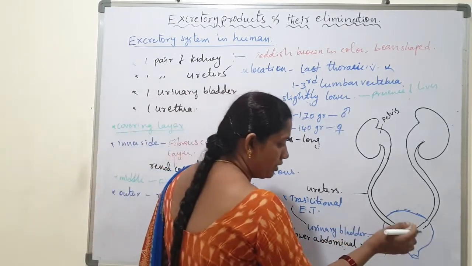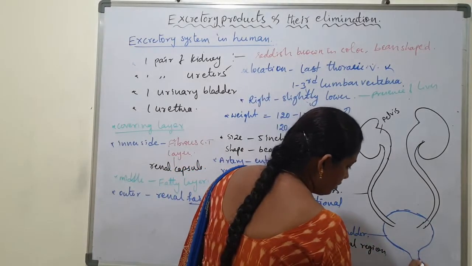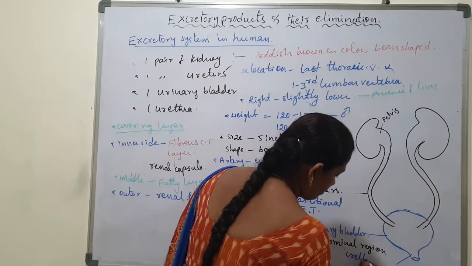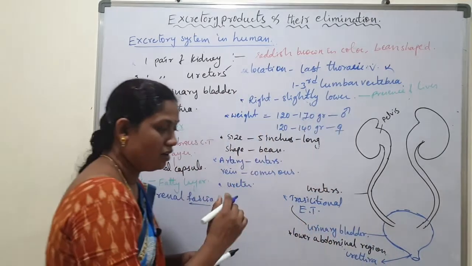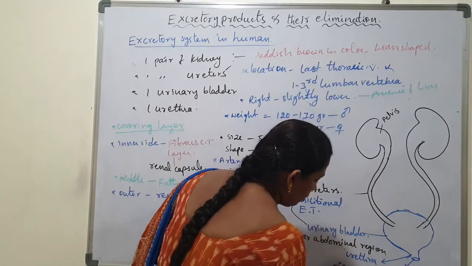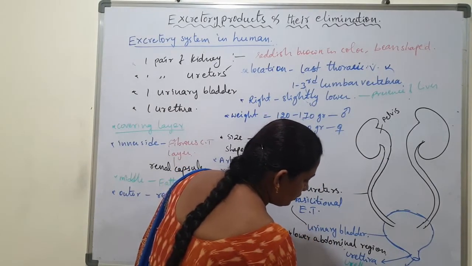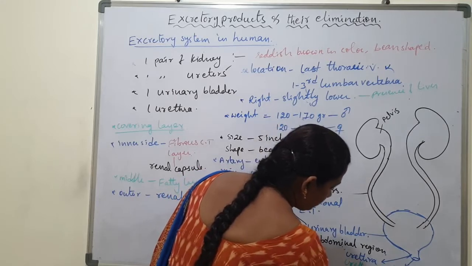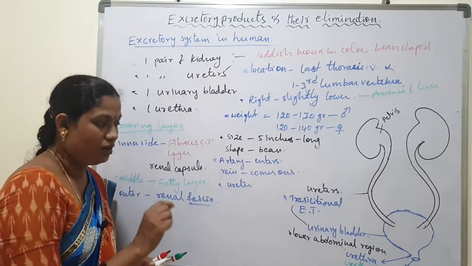Next, the urinary bladder opens to the outside through the urethra. So this is the urethra. Next, the urethra opens to the outside through the urethral orifice. So the urinary bladder opens to the outside through the urethra.